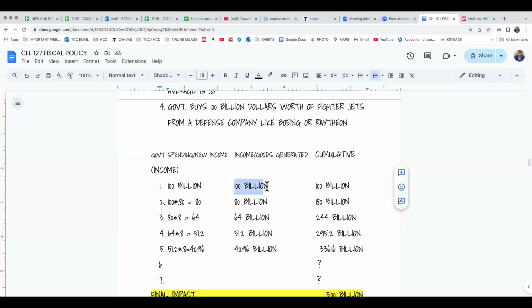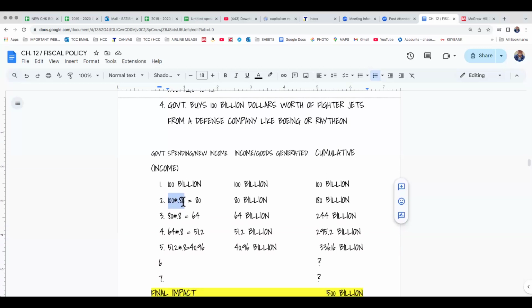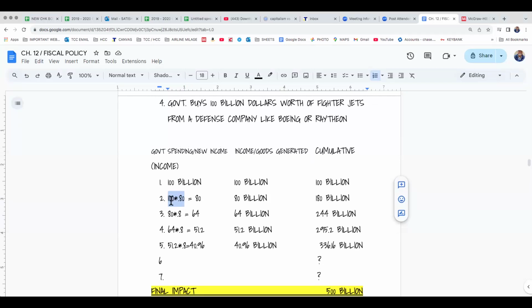So $100 billion worth of income is generated by government spending $100 billion. When these people get $100 billion, these are employees of Boeing and their suppliers, they in turn spend 80% of that. Remember, MPC is 0.8. That means any additional income that people get, they'll spend 80%. So these people go to Walmart, Kmart, Amazon, they go to a dealer, so they spend 80%. When they spend money, it becomes income for dealers and Walmart employees and Amazon employees. So another $80 billion worth of income is created.